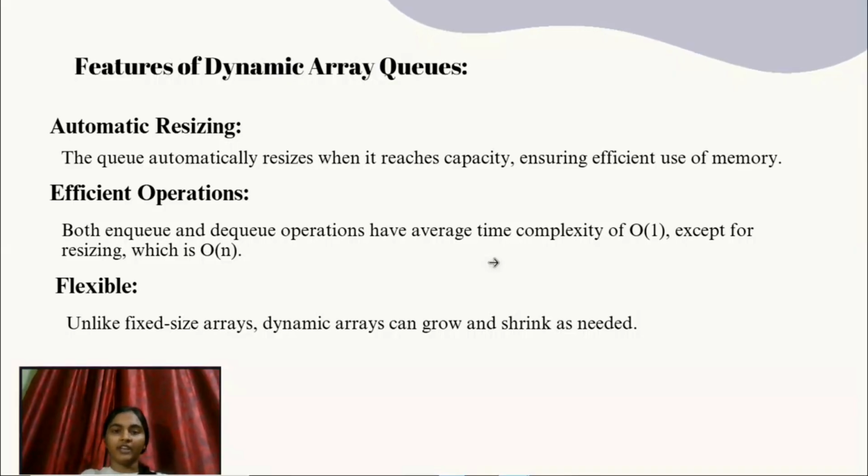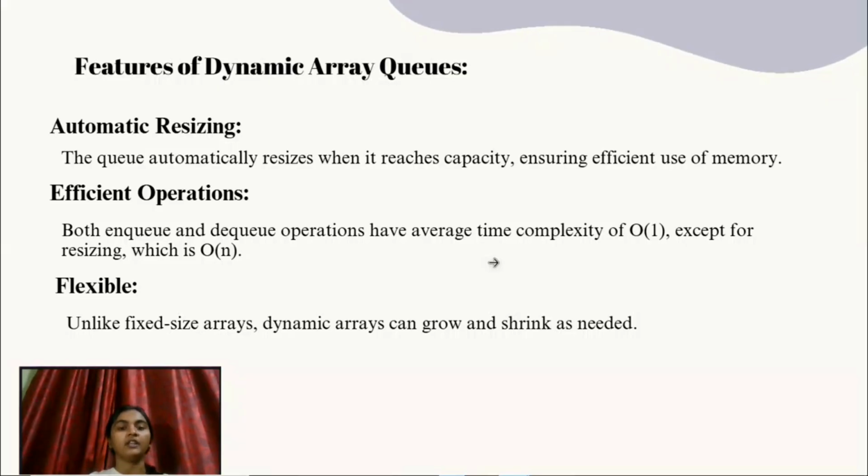Dynamic features of dynamic array queues. A dynamic array queue is a queue that resizes automatically as elements are added or removed. The key features are dynamic resizing, circular implementation, efficient operations, flexible size, and memory optimization. Dynamic resizing adjusts size automatically to accommodate more elements or save memory. Circular implementation uses front and rear pointers to manage elements efficiently without shifting data.